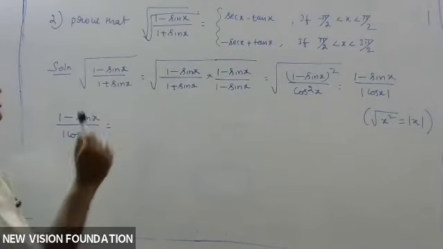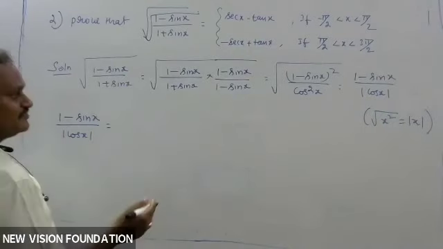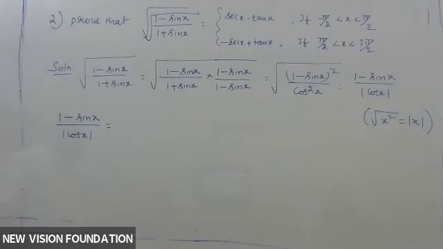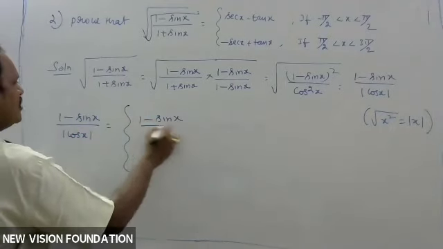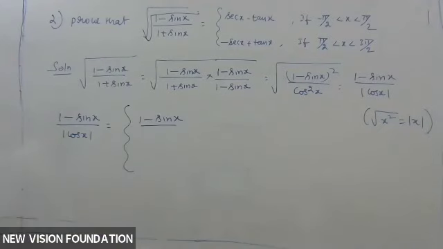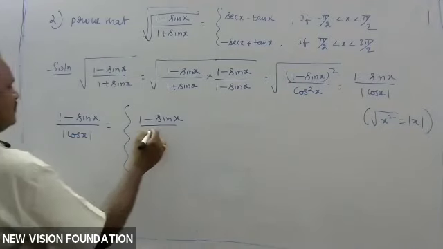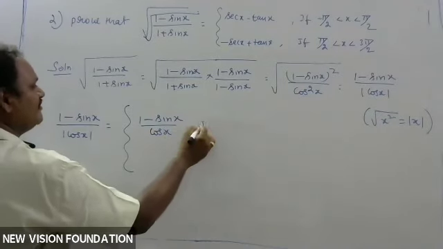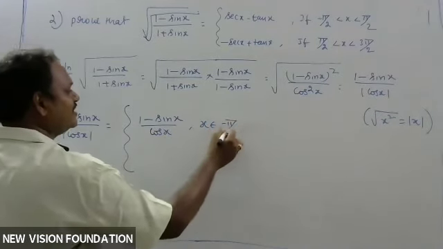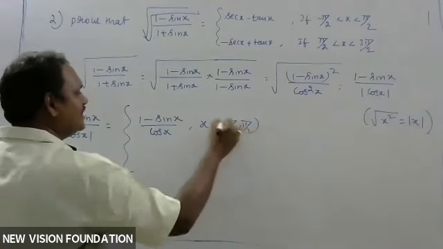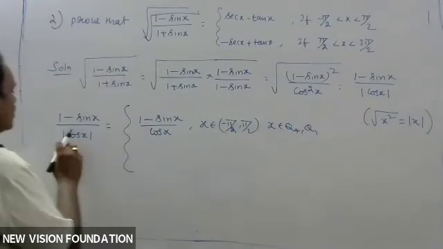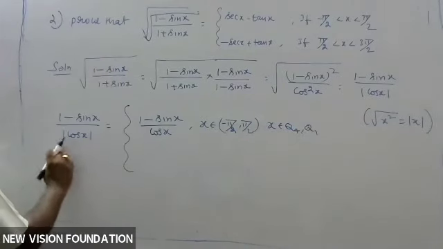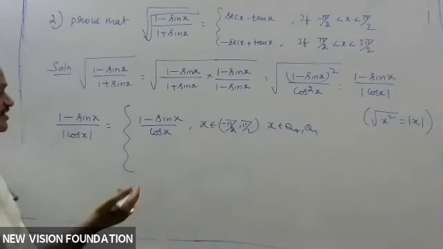When x belongs to the fourth quadrant, then this becomes 1 minus sin x by cos x. This is 1 minus sin x by cos x when x belongs to minus pi by 2 to pi by 2. That means when x belongs to Q4, Q1. In the fourth quadrant, modulus of cos x becomes positive, and also in the first quadrant it becomes positive. That's why we have got this.